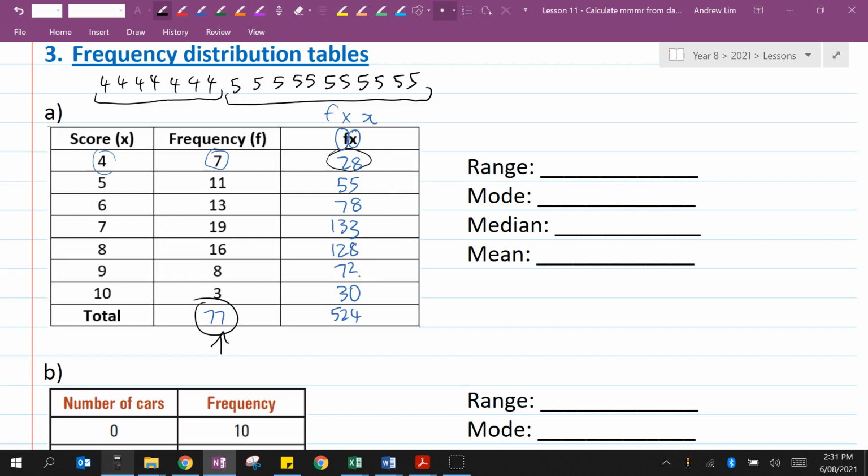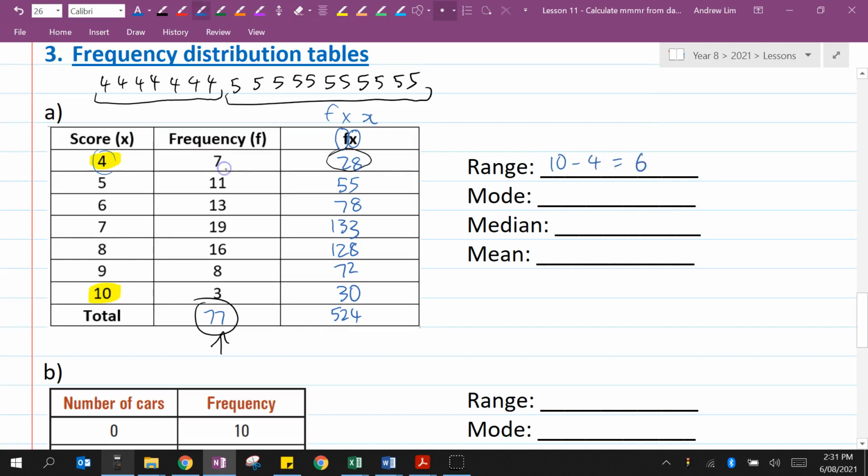Alright? Okay. So the range is the highest minus the lowest score. The highest score is 10 and the lowest score is 4. So 10 minus 4, that's 6.